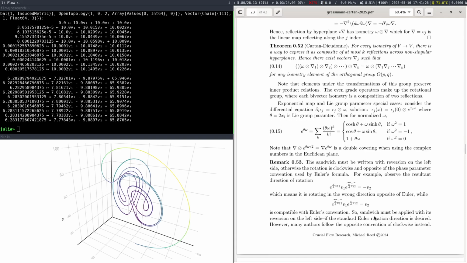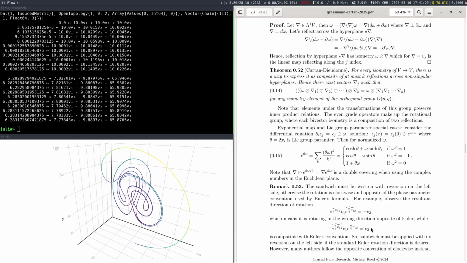So we can take this insight and apply it to the sandwich product and how its convention and the reversion on the left side should be standard. Okay, but many authors follow the opposite convention of clockwise instead. So this is just a remark for people who care about the details about these conventions and things like that. If you don't care about the great details, you can skip this, okay? But we're just gonna keep it moving.